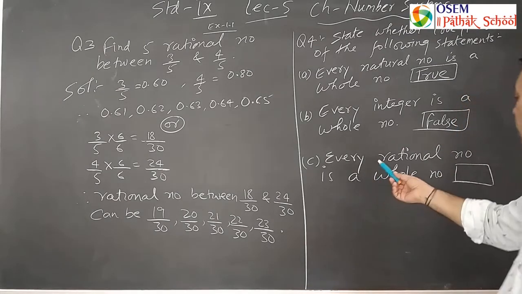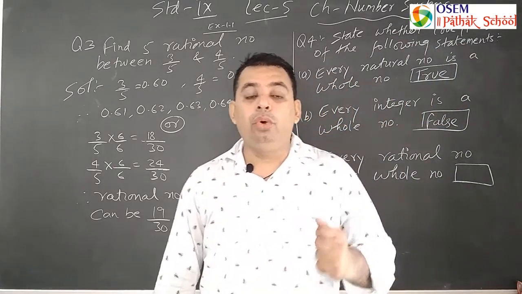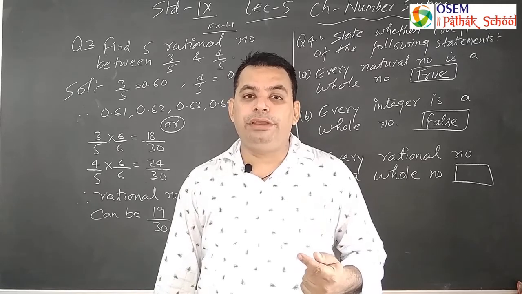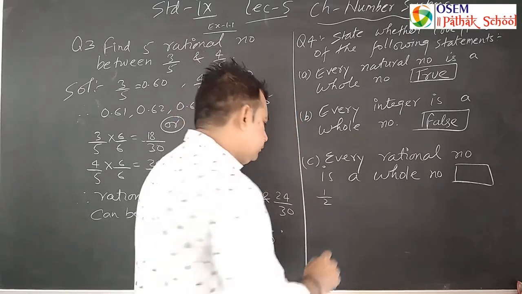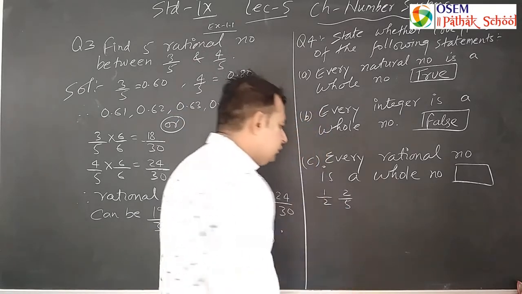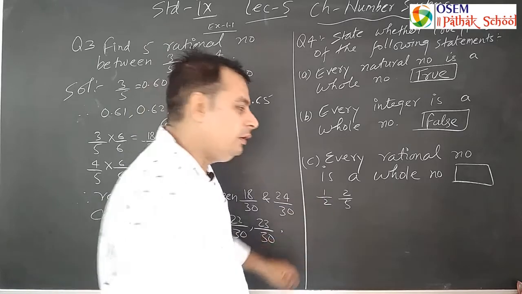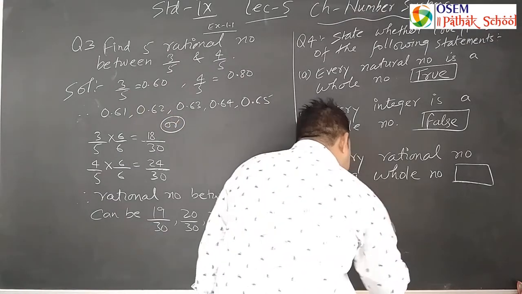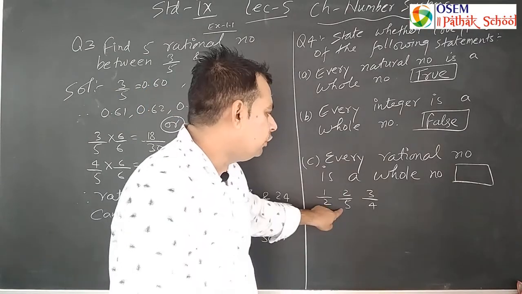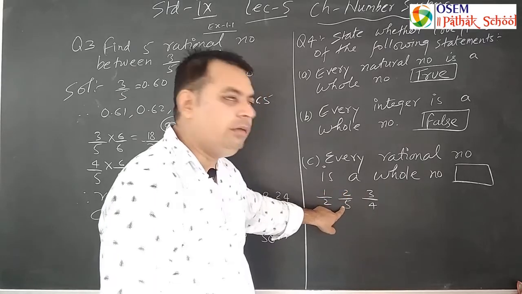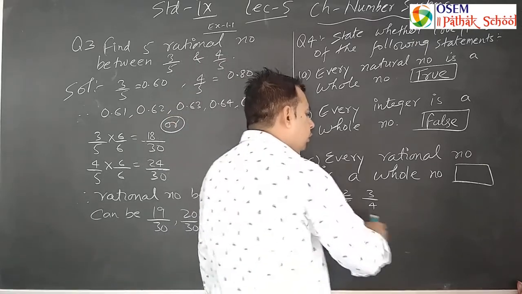Now the third one, every rational number is a whole number. Is every rational number a whole number? No. Rational numbers are in the form of p by q. Suppose I am given 1 by 2, 2 by 5, 3 by 4, these are rational numbers, but their values are 0.5, 0.4, 0.75, which are below 1. So these are rational numbers but not whole numbers. When we divide 2 upon 5, we get 0.40, so this is not a whole number.